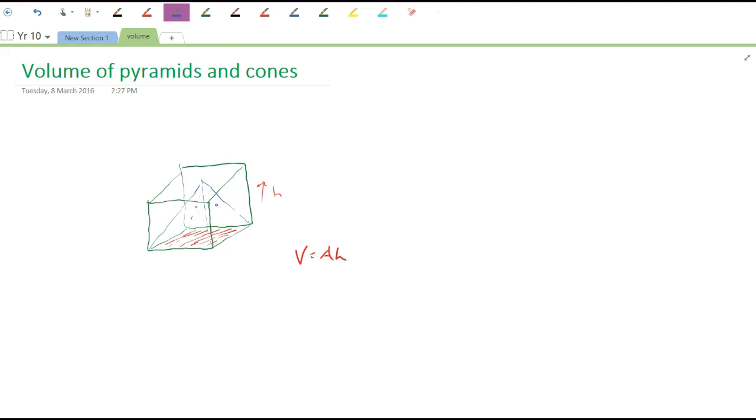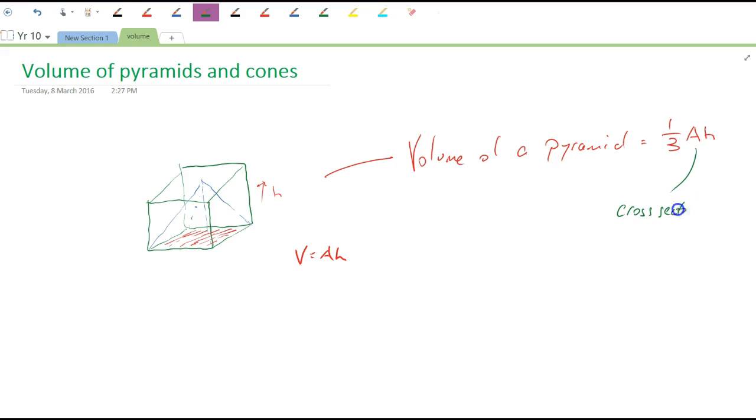So what we find firstly for the volume of pyramids is that we make one slight adjustment, and the volume of a pyramid equals 1/3 A times H, and that is it. A still represents our cross-sectional area. H still represents our height. So this is our H here. This is from base to apex, and obviously 1/3 is 1/3.